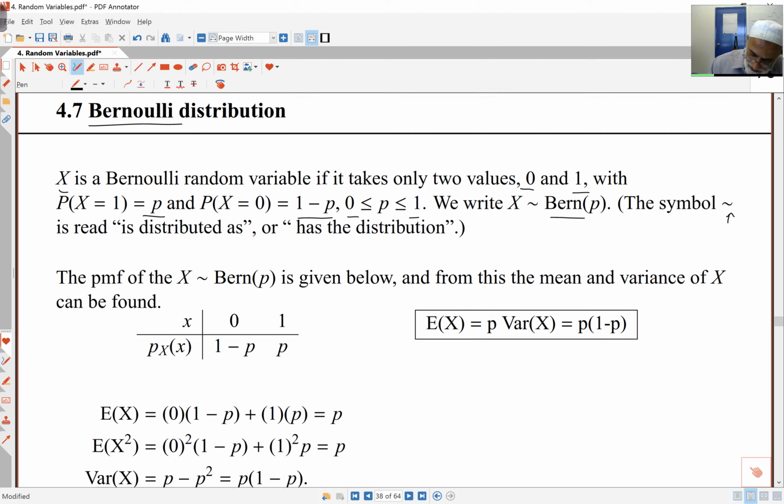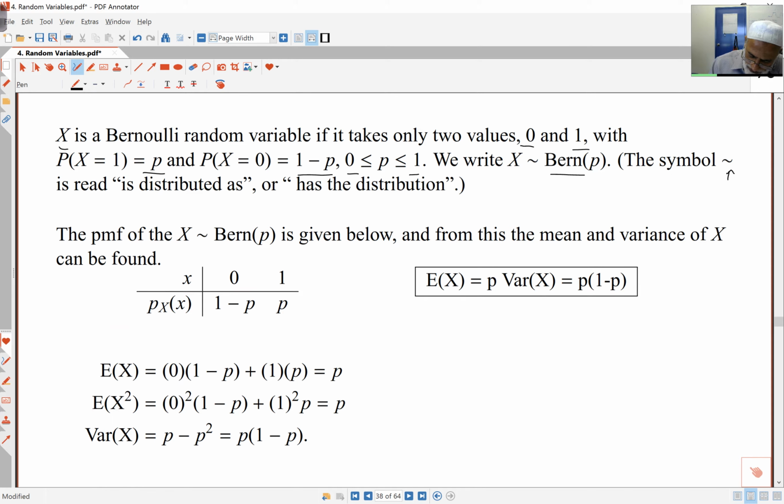Now, because this is such a simple random variable, we can tabulate the values over here as 0 and 1. Probability is 1 minus p for 0 and p for 1. And I can find the mean. It's simply 0 times 1 minus p plus 1 times p, and that comes to p. If I find E of x squared, I square x first. So it's 0 squared times 1 minus p plus 1 squared times p, and that still comes to p.